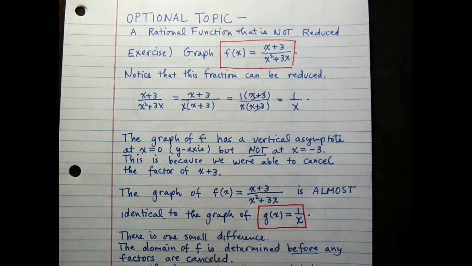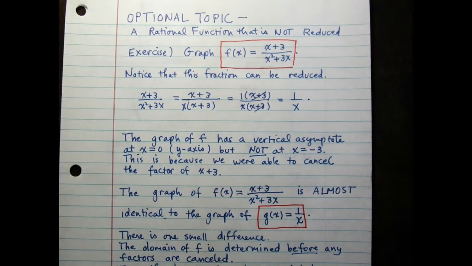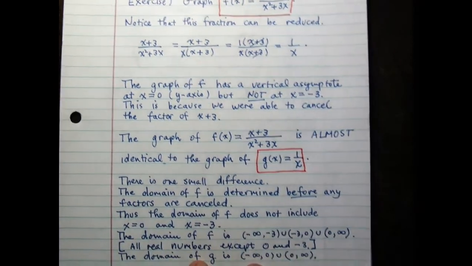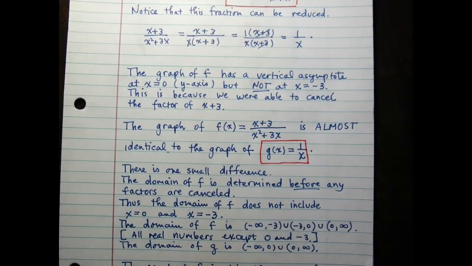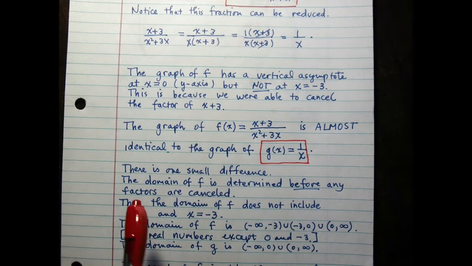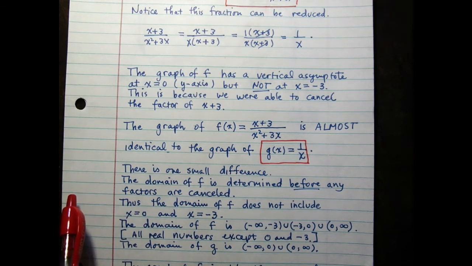And they basically are almost equivalent forms. There's a slight technical difference that I wouldn't worry too much about in life. But the graph of f has a vertical asymptote at x equals 0, the y-axis, but not at x equals negative 3. And I say that because we're used to setting a denominator equal to 0 to find the vertical asymptotes. That only works if you have the reduced form. So if a fraction can be reduced, it's got to be reduced first before you look for vertical asymptotes.